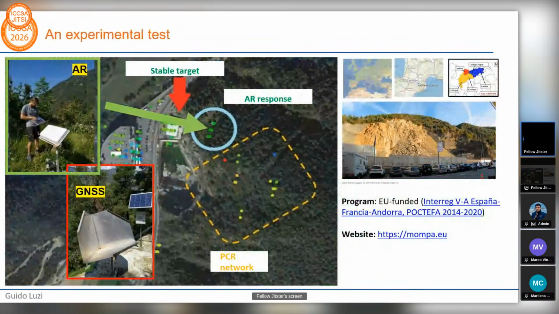Here is an example of a test. This is an installation at a landslide in Andorra, where you put several passive corner reflectors and an active corner reflector just to monitor the landslide. Here you can see some pictures of the installation.